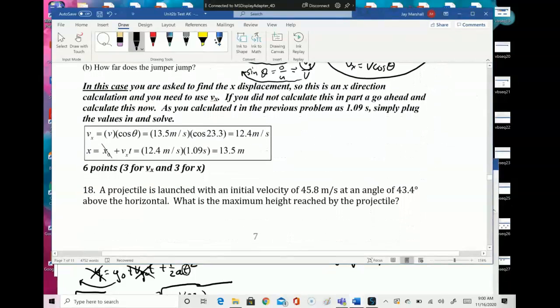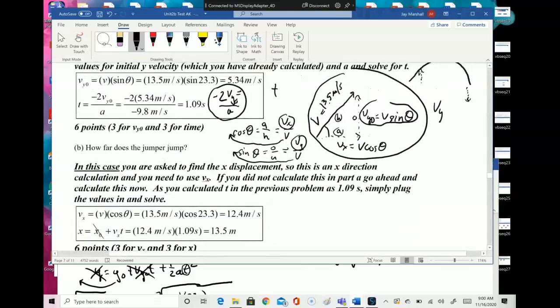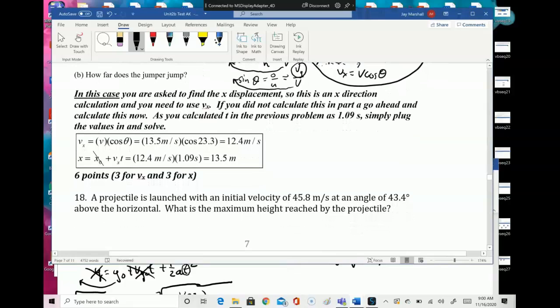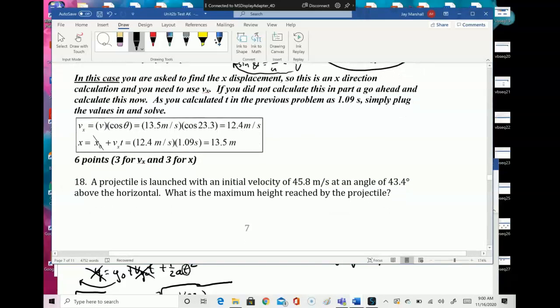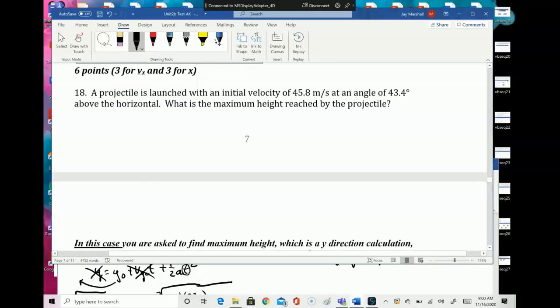Then I want to know how far the jumper jumps. That's an x thing, right? X equals x0 plus vx times time. And I've already found that Vx equals 12.4 meters per second because I did that the first thing, right? I came up here and did that to start with. And now all I have to do is plug that value in for Vx. And then since I already know what the time is from the first problem, I get that. Any questions about that problem?